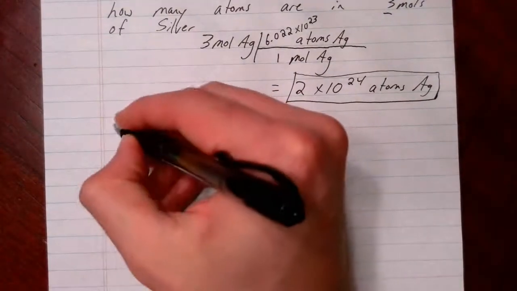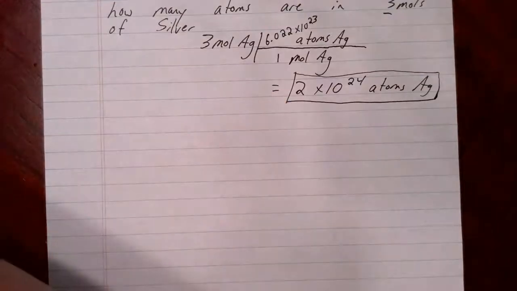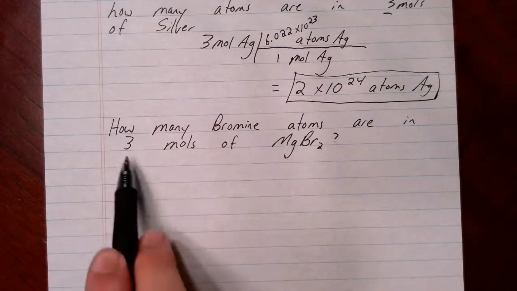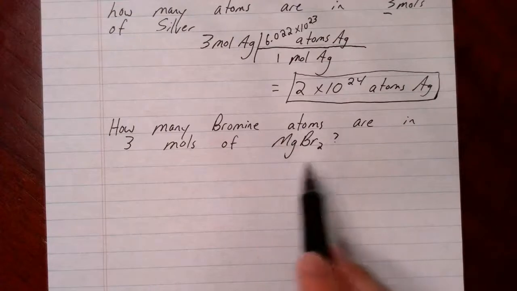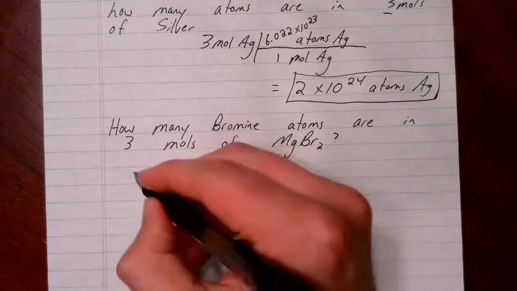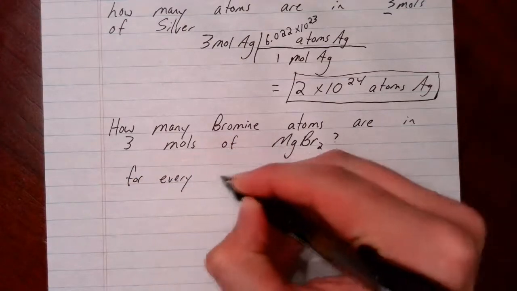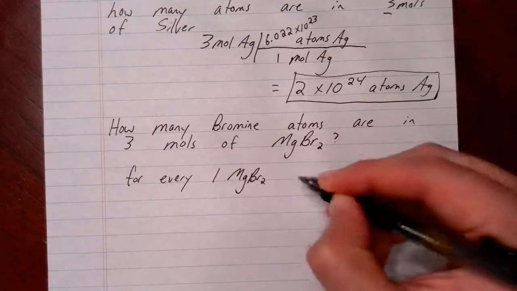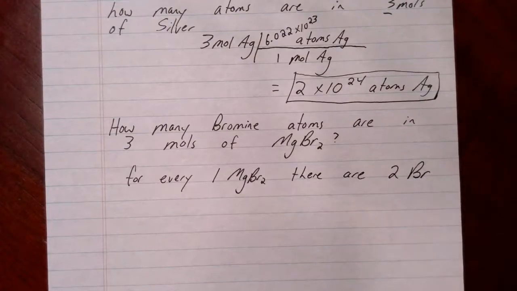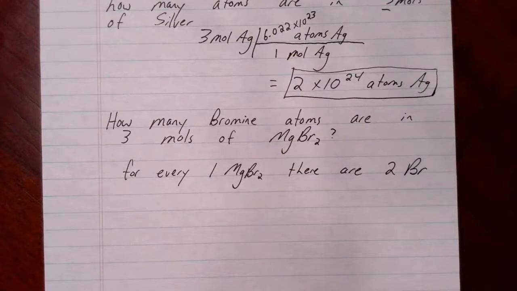Okay, so this one's slightly different. I ask how many bromine atoms are in 3 moles of magnesium bromide. Okay, so this one's a little bit different because I tell you you have 3 moles of magnesium bromide, a molecule, but I ask you how many atoms there are. So let's think about what this means. So for every 1 magnesium bromide, there are 2 bromines, because every magnesium bromide molecule has 2 bromines there. So hopefully, once we start the problem, it'll make sense how we account for that.